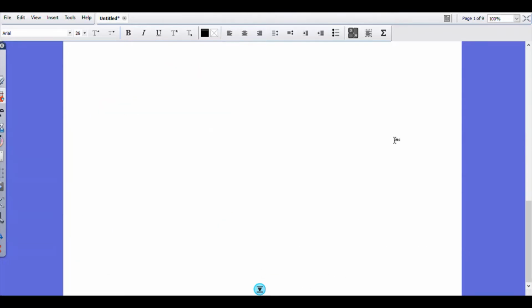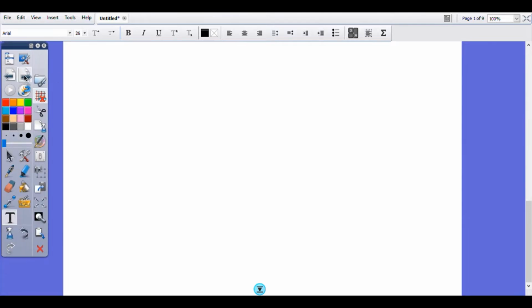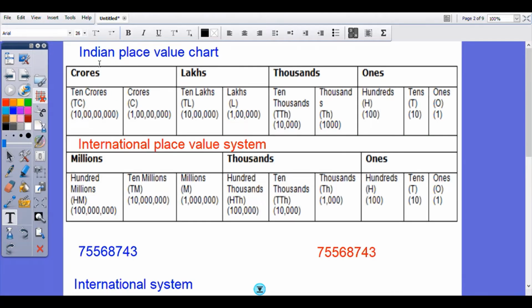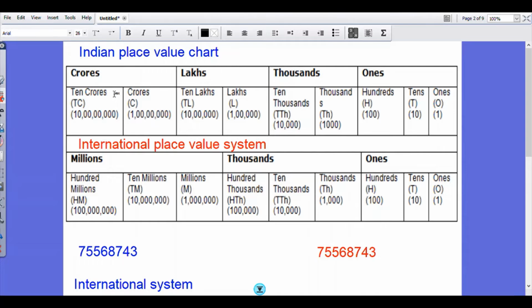Okay, student. Now, next. This is our Indian place value chart: ones, thousand, lakh, crore. Now the other one is the international place value chart. See, what is the difference between both of these, Indian and international? Here is the ones period and here also the ones period. The ones period is divided into three parts: ones, tens, hundred. Here also ones, tens, hundred.